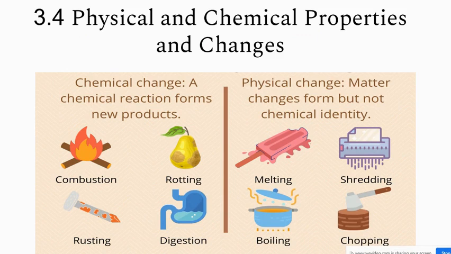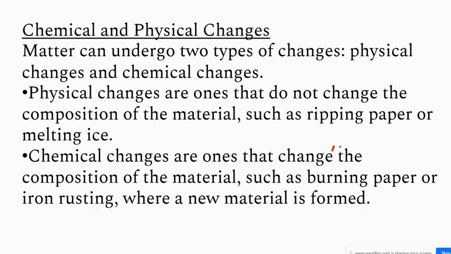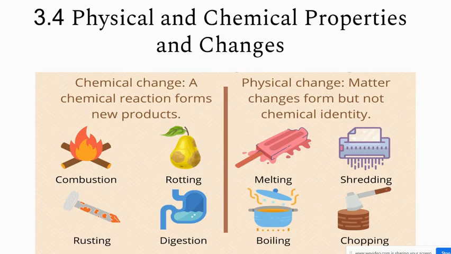All right. So a chemical change is going to be a change that's going to form new things. A physical change, the matter will change form, but it's not going to change identity. So if we have a popsicle that melts, if we have paper that we cut up, or shred, it's still going to be paper, okay? Now, if we take that paper and we burn it, it's going to be something different, okay?